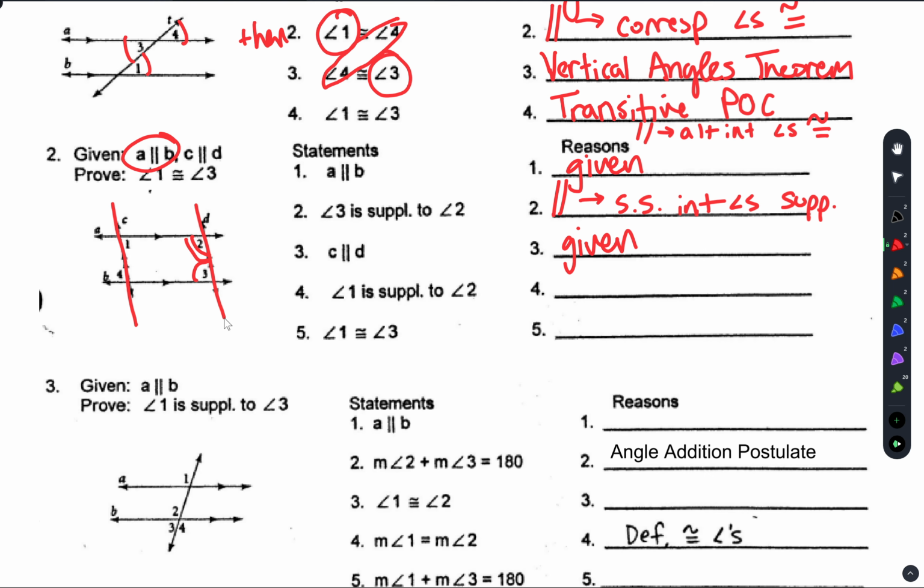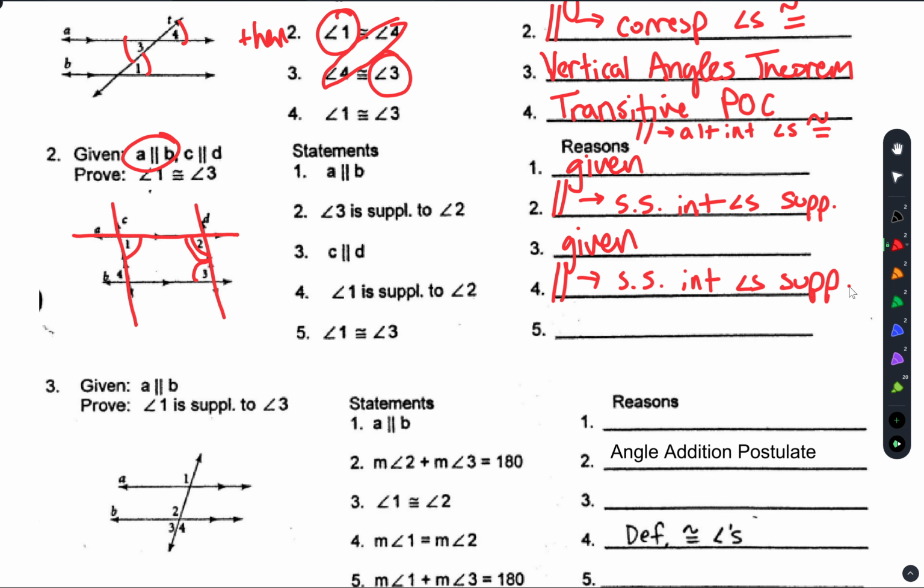1 is supplementary to 2. I can cover up the bottom part of my diagram and just look at A as my transversal. How do I know that 1 and 2 are supplementary? Casper? Parallel lines imply same side interior angles supplementary. How do I know number 5? Anna?